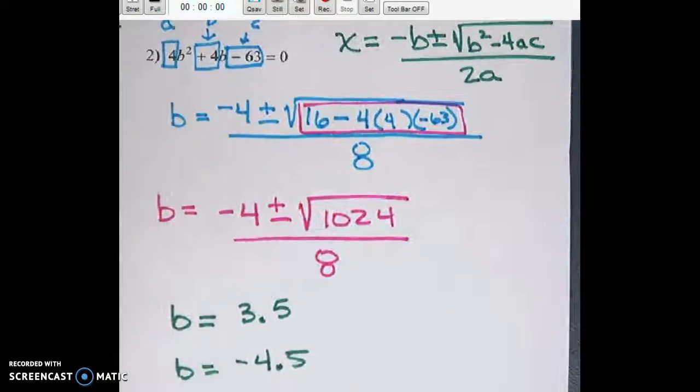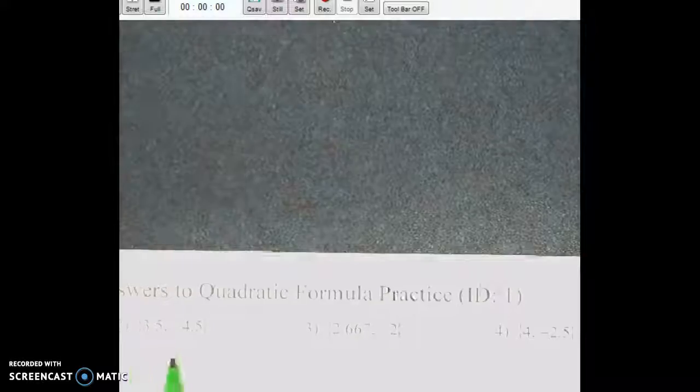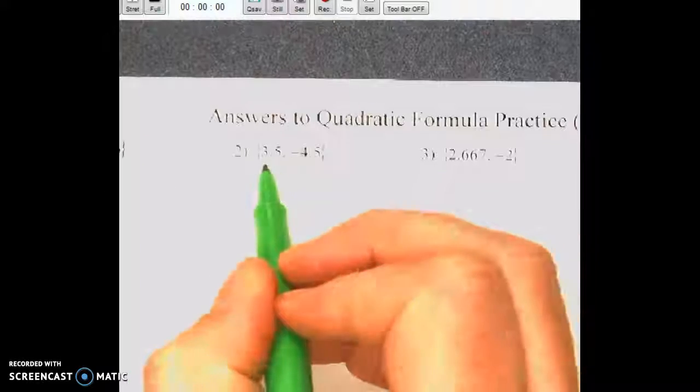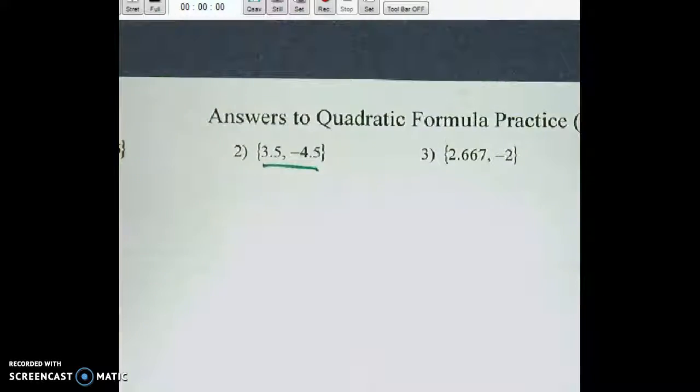And then just to make sure we did it right, let's go to the back and double check that those are indeed the answers. And they are. So we're good to go.